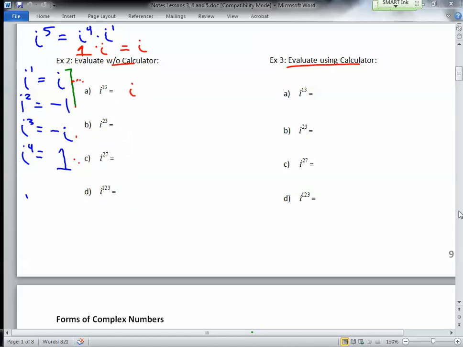See how I just counted through? So I to the 23rd would be I to the 1st, 2nd, 3rd, 4th, 5th, 6th, 7th, 8th, 9th, 10th, 11th, 12th, 13th, 14th, 15th, 16th, 17th, 18th, 19th, 20, 21, 22, 23, and I ended right here. So it's the same thing as I to the 3rd, and that is equal to -I. I can see right here, right?